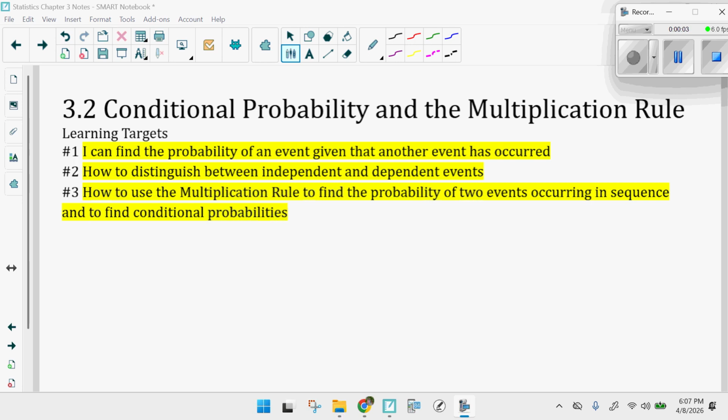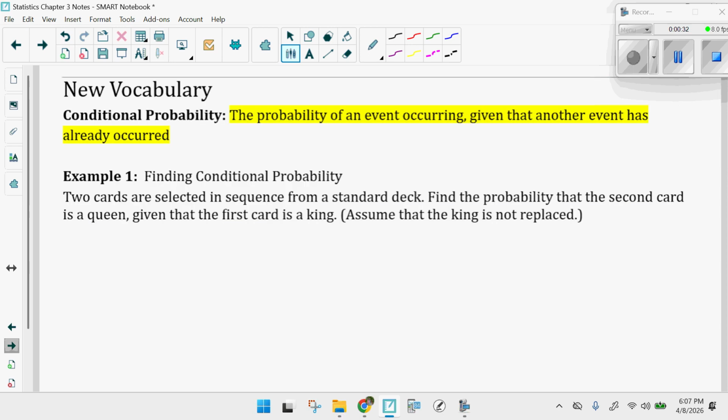Hello, stats. This is a video for 3.2, conditional probability and the multiplication rule. I can find the probability of an event given that another event has occurred, and this we are going to call a conditional probability. Number two, how to distinguish between independent and dependent events. Number three, how to use the multiplication rule to find the probability of two events occurring in sequence and to find conditional probability.